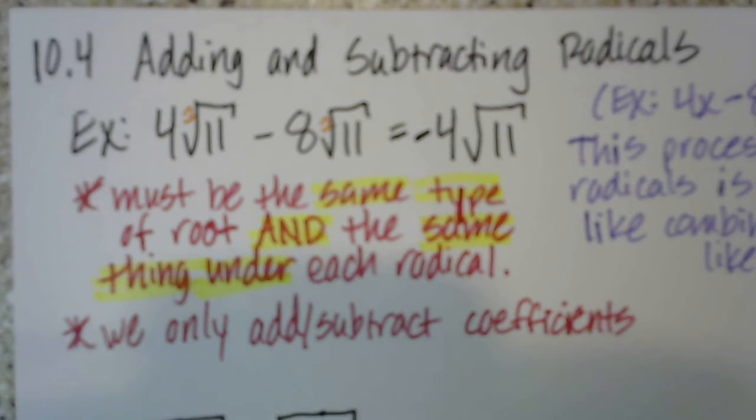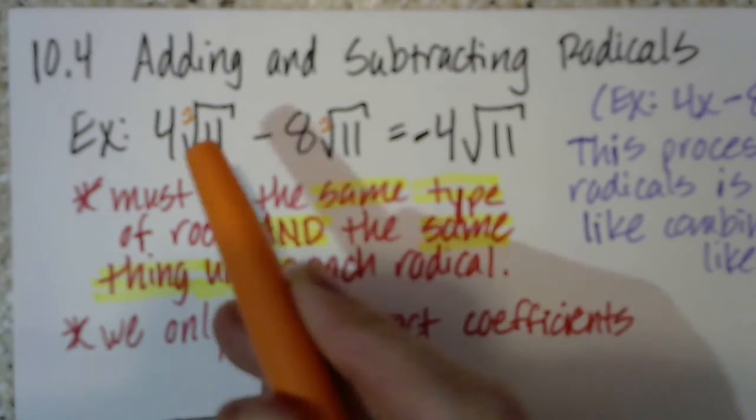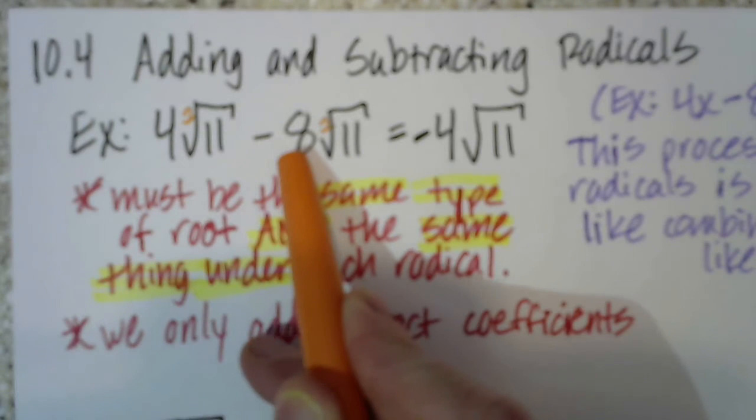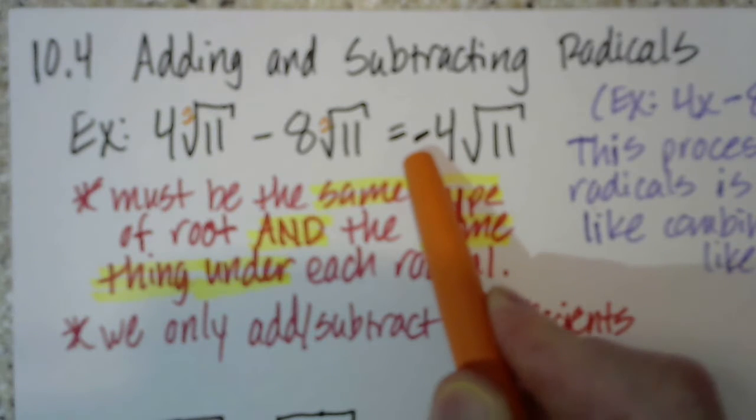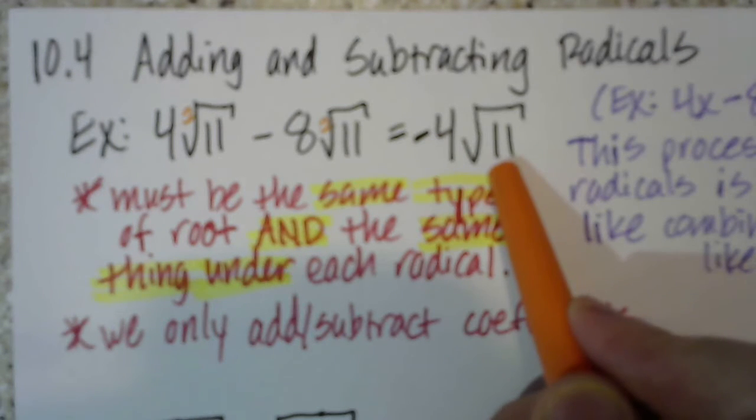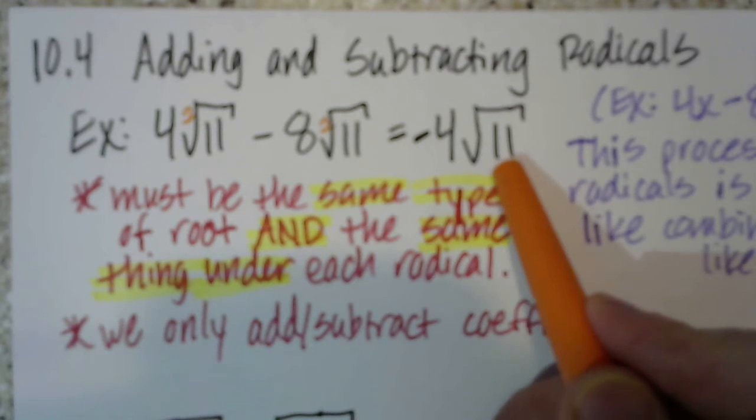But when we do, you can only add and subtract the numbers in front, the coefficients. So this is basically 4 minus 8, which is negative 4. And I'll leave the radical 11 in my answer. Square root of 11 in my answer.